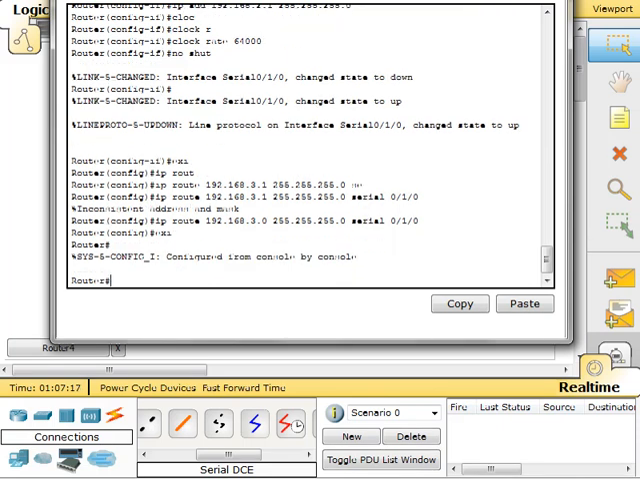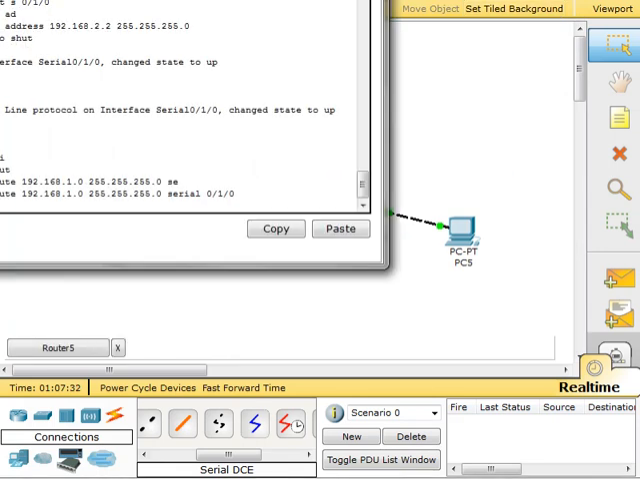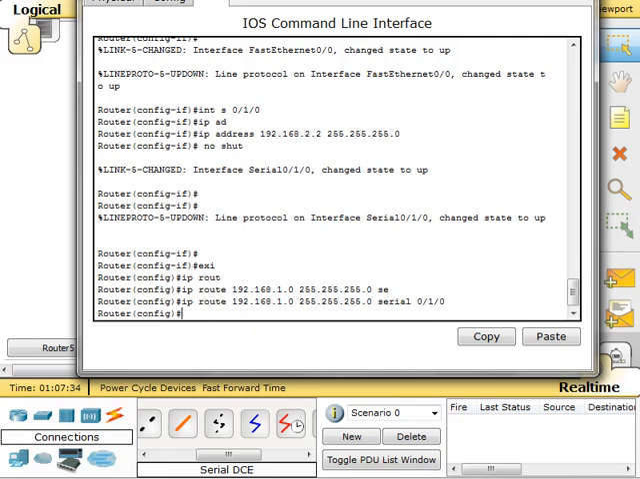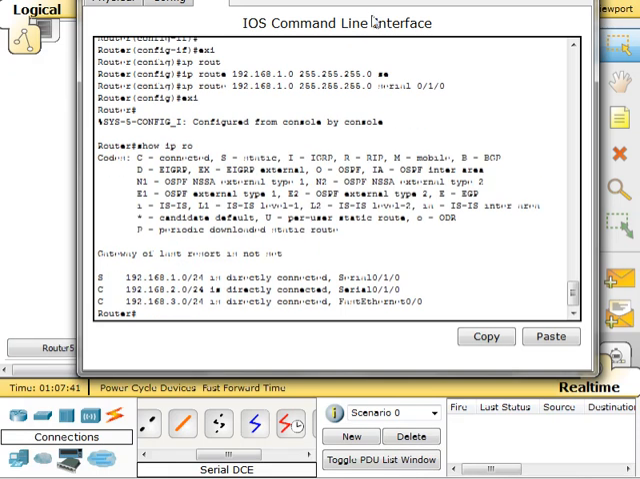I can show the routing table, which is show ip route, and I can see here there's a static route entry for the 3.0 network here, and likewise on this router I can see there's a static entry for the 192.168.1 network. So it now knows how to get to it, and it tells it to go out the serial 0/1/0 interface.